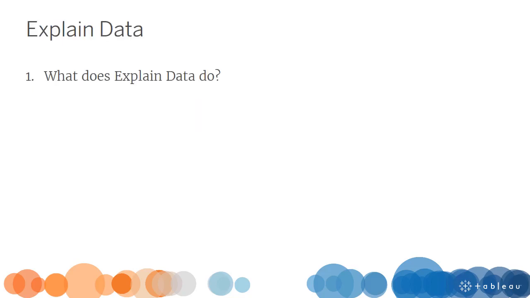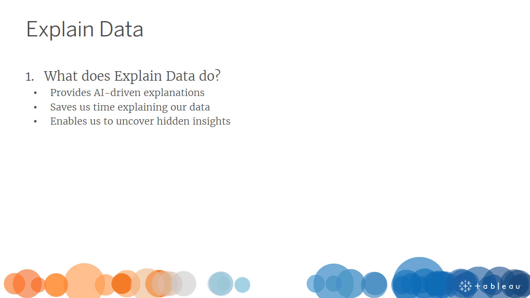Explain Data automatically provides AI-driven explanations for the value of a data point with a single click. Based on advanced statistical models, explanations are relevant and integrated, saving us time and enabling us to uncover insights we may not have found otherwise.